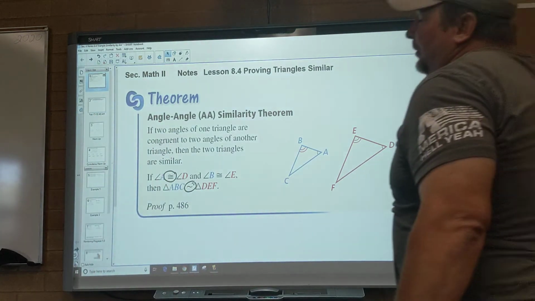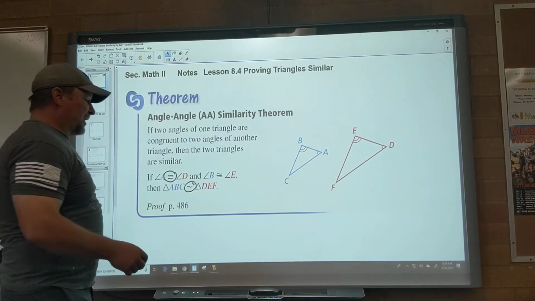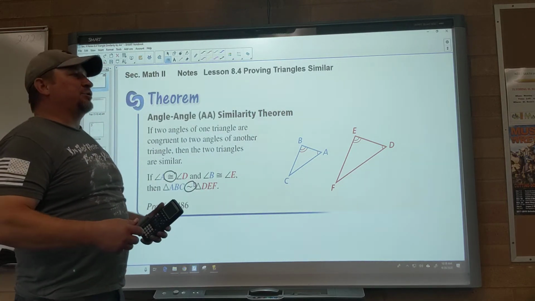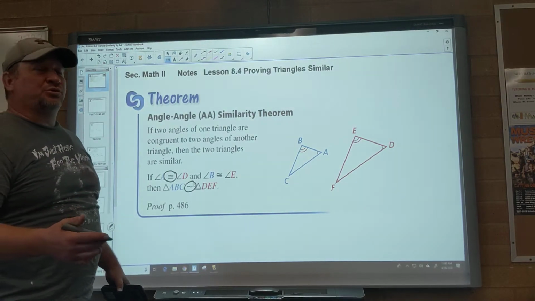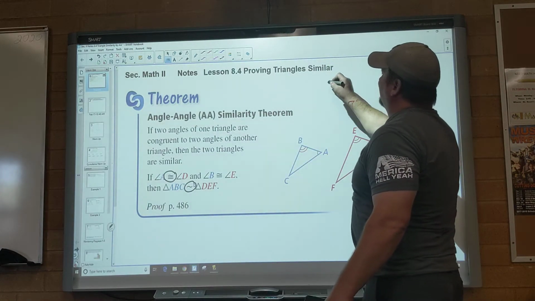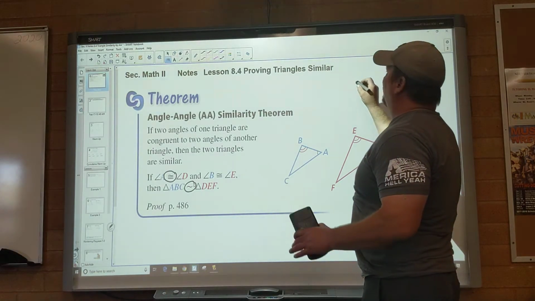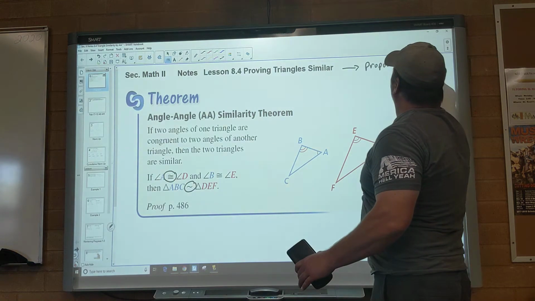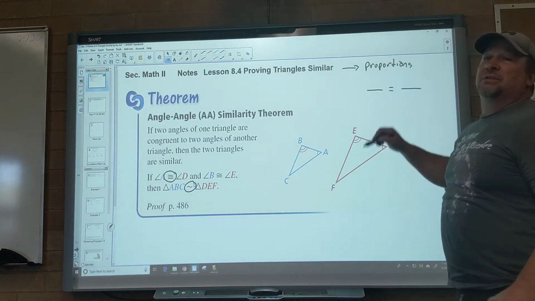What's really cool about similarity is the moment you hear the word similar, then you know that you've got two shapes that are going to be proportional. I need you to remember these words: the word similar teaches us that we have proportions. The moment we hear that we have proportions, then we know we have a fraction equals a fraction. That will help us a little bit later, okay?